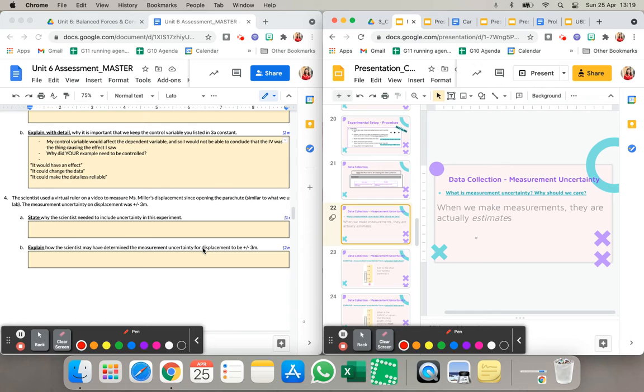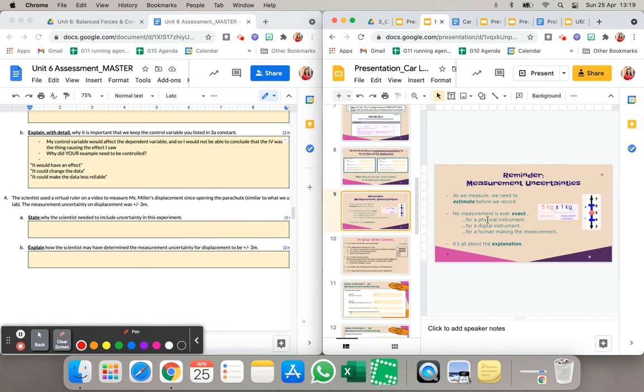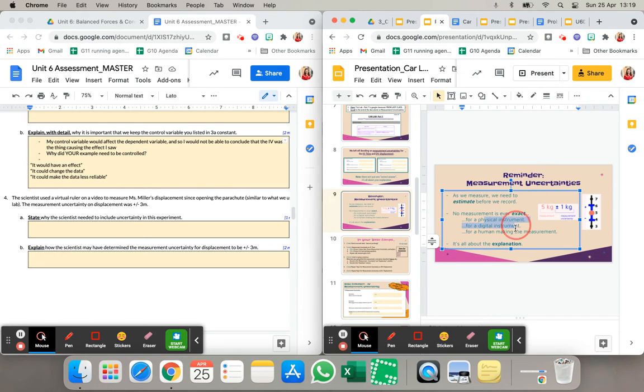How could the scientists have determined the uncertainty? Well, we talked about 2 major sources of uncertainty. One is the instrument, something about the instrument. So in this case, because it was a ruler, something about the tick marks and the fact that we need to estimate between tick marks. We also discussed the impact of the human making the observation. So like in the example we saw with the car, sometimes it's a little blurry, there's a little bit of a shadow, and so that would affect our results.